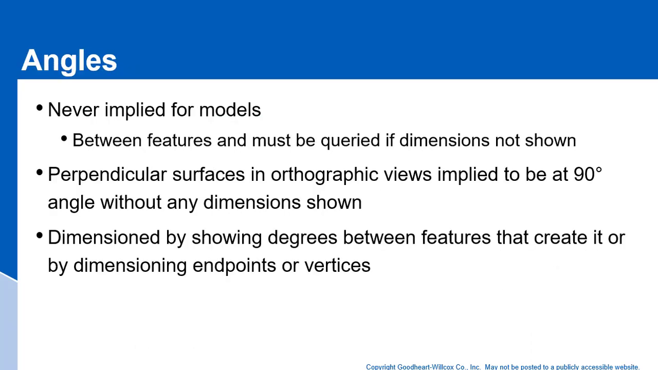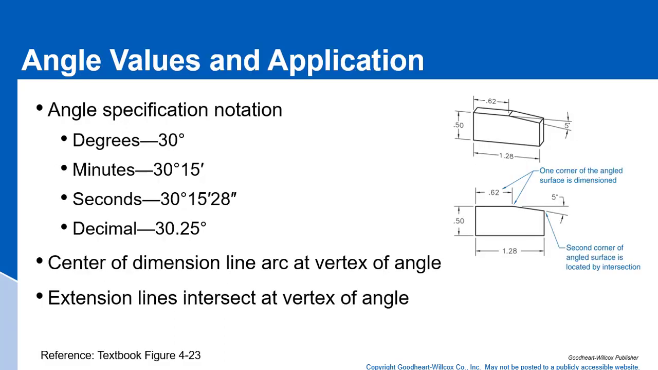Angles. Never implied for models between features and must be queried if dimensions are not shown. Perpendicular surfaces in orthographic views are implied to be at 90 degrees with respect to each other. Dimensioned by showing degree features that create it, or by dimensioning the vertices. Let's look at some examples here.